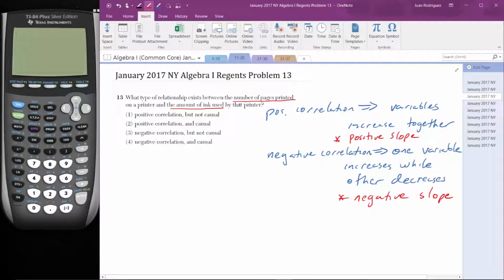The amount of ink increases as the number of pages increases. So both variables increase together. That is a positive correlation. We cross out both negative correlation choices. Now, what is a causal relationship?